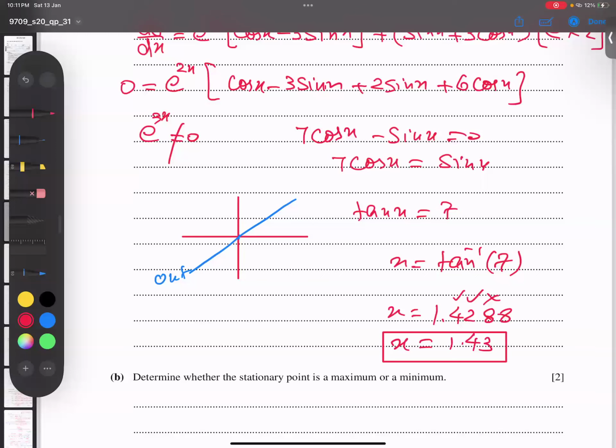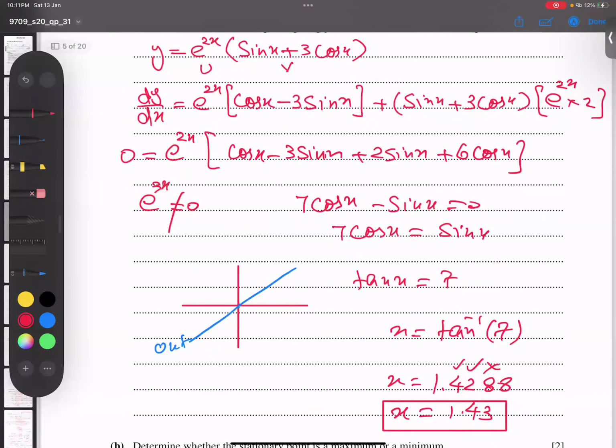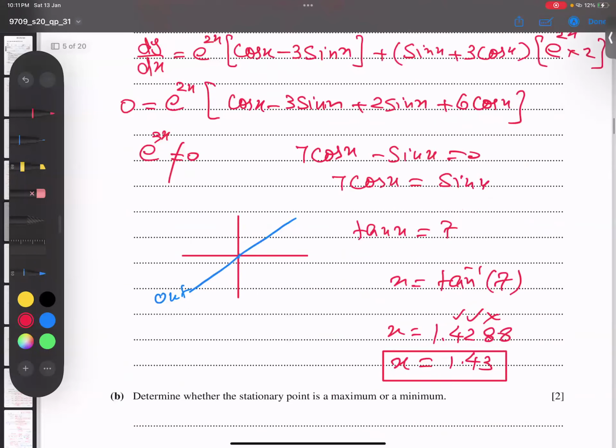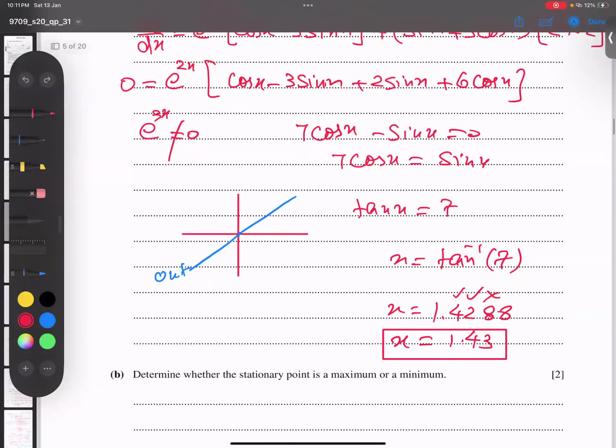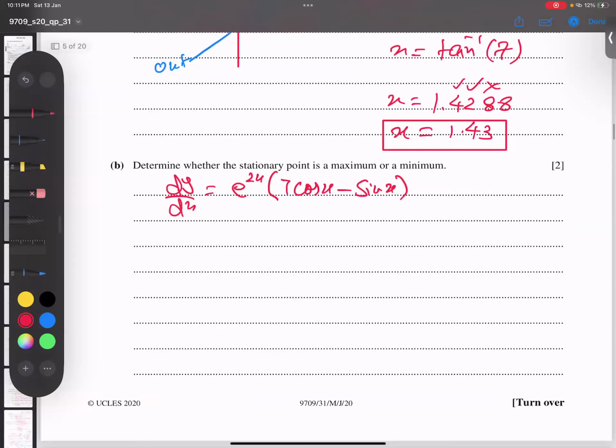But let's talk about the next part. The next part is very interesting. Now we have two choices. I think this is easy. The first differentiation is very clear: I have e to the power 2x, and in the bracket, I am writing 7 cos x minus sine x.